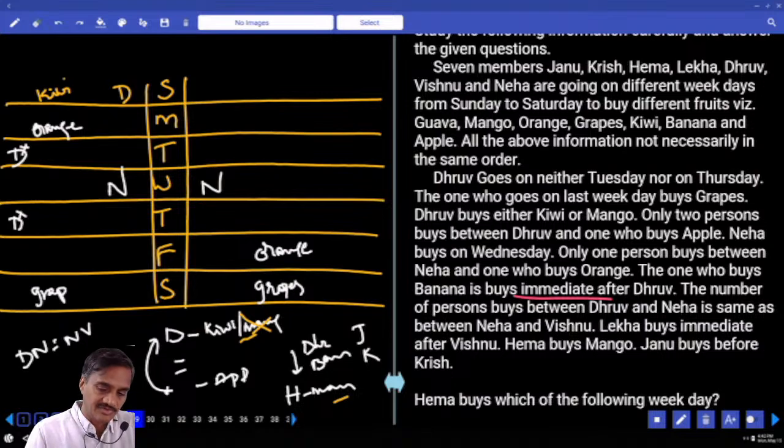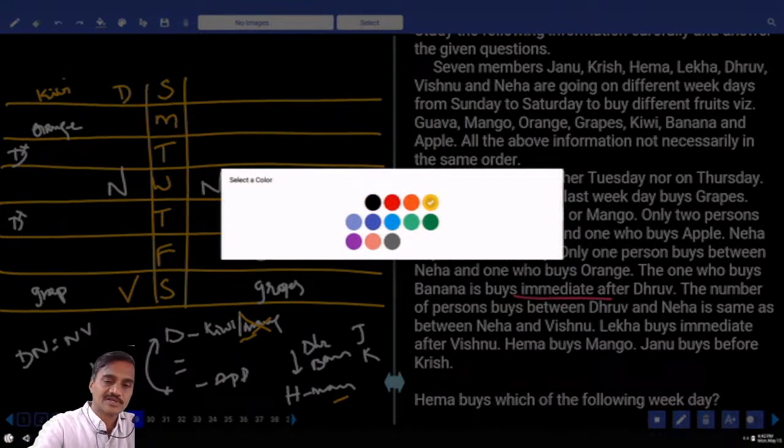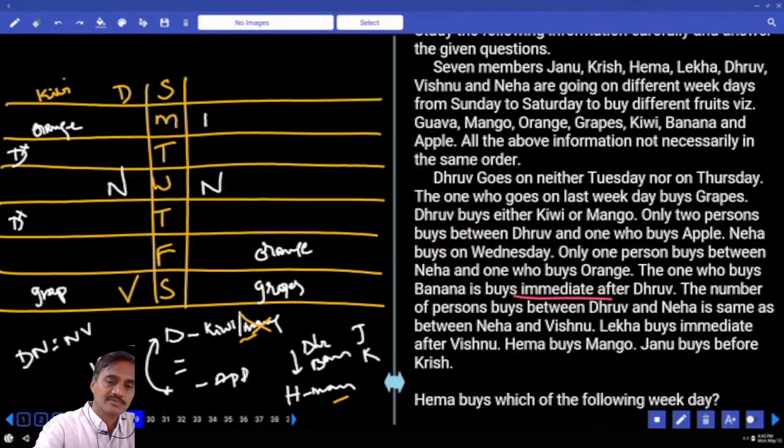And if D is kiwi here, then the number of persons between D and N, how many? 2. N and V, there are 2, so V will be here. Now V is here. L must be immediately after this one, not possible. Hence this case where D is on Monday is not possible. Then what is the other possibility we have for this D? Then can we have D at this place? Now D on Monday. Then if you take this one again, L will be on the last day, not possible.